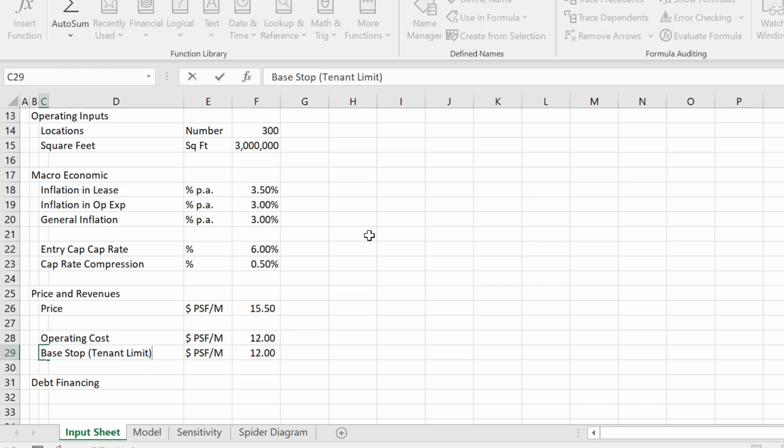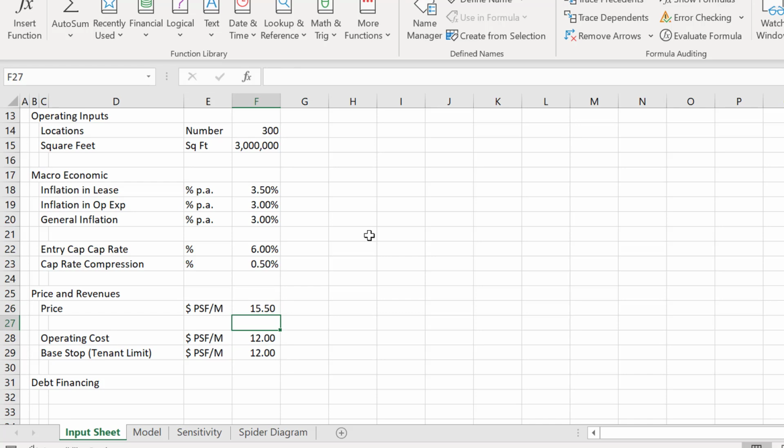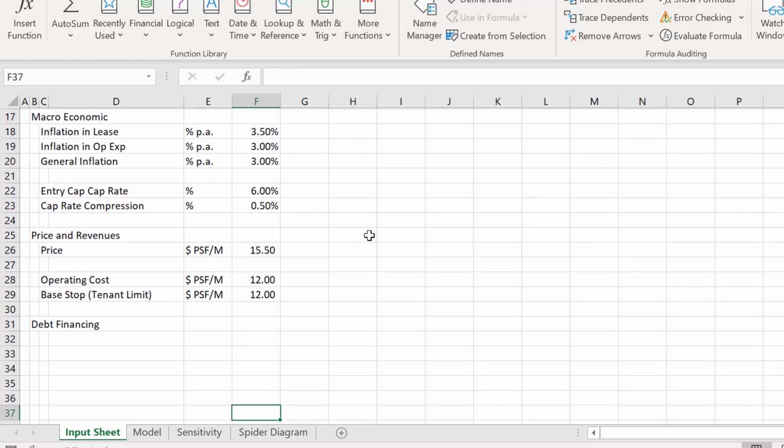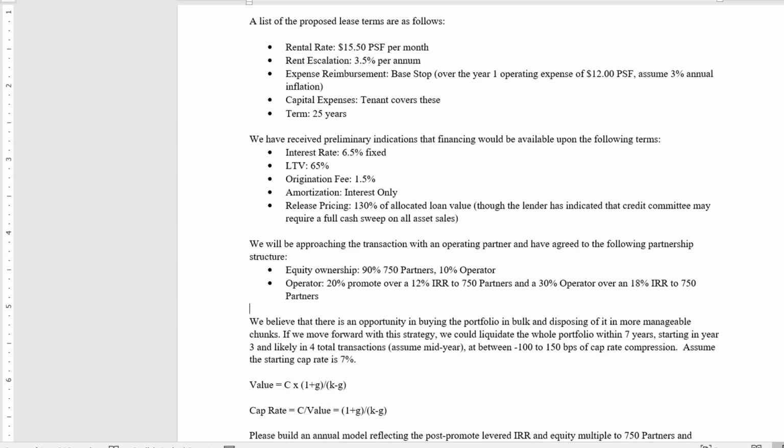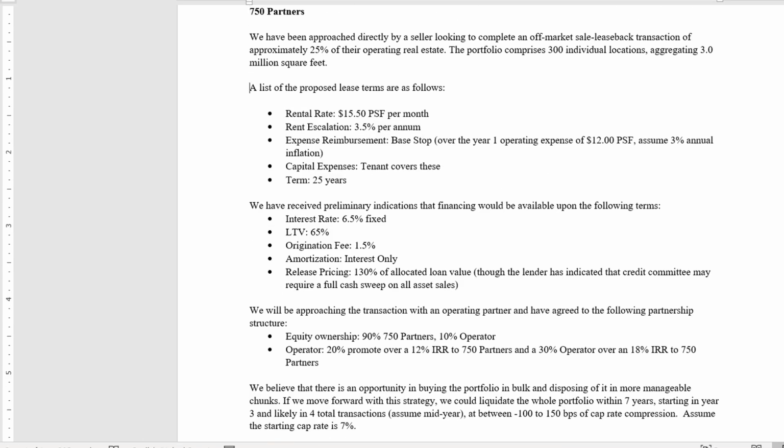So the tenant pays that, and anything above that gets paid by us. Okay, and then we have some debt financing. Now, when we put the debt financing in, and this is a nice order, I think part of this is good. They had the operations first, the rent and expense, and then the financing.